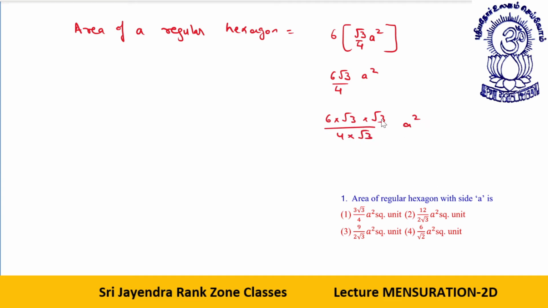What I will do, root 3 into root 3 is 3. 6 into 3, or I can say these two are 3 by 2 into 3. Getting it, if I cancel them by 2, this becomes 3 by 2, root 3 and root 3 is 3, root 3 a square. This I can say as 9 upon 2 root 3 a square. Okay, dear students, next one.